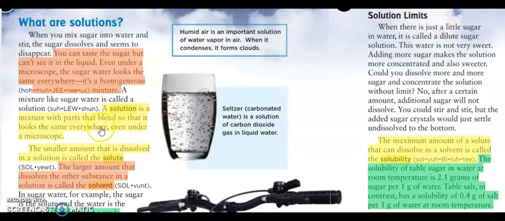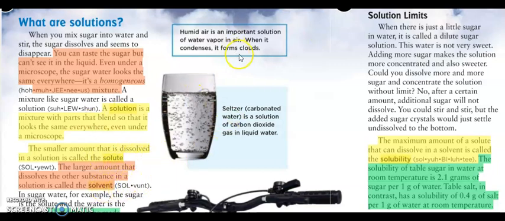So, guys, after we did the experiment, we conclude that a solution is a mixture with parts that blend so that it looks the same everywhere, even under a microscope. And the smaller amount that's dissolved in a solution is called the solute, and the larger amount that dissolves the other substance in a solution is called the solvent. So here in this example, the sugar water mixture is a solution. The solute is the sugar and the solvent is the water.